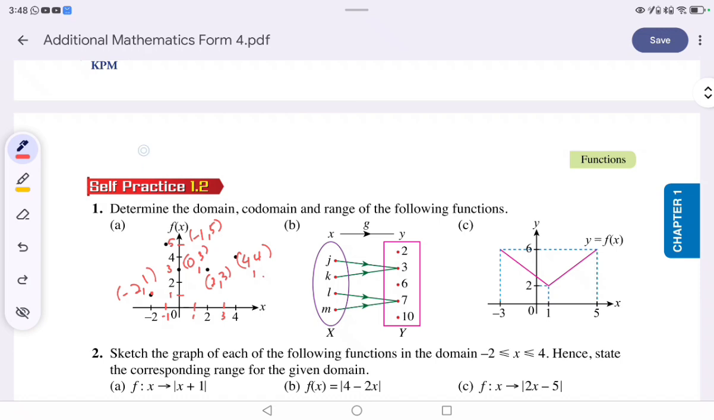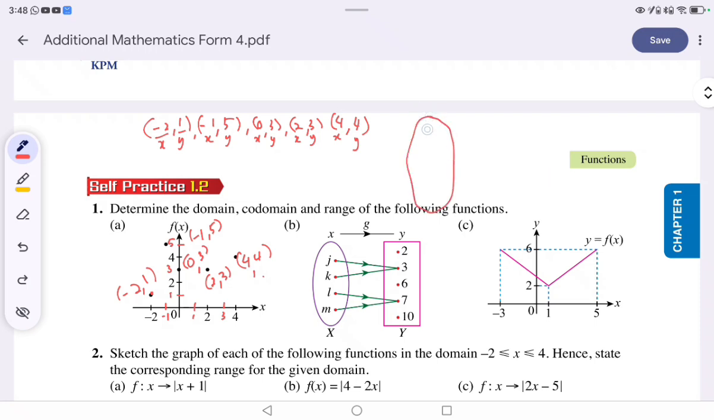You just write down all the coordinates: -2, 1; -1, 5; 0, 3; 2, 3; 4, 4. The front one is all the x numbers, and the behind one is the y numbers. This one is x, this one is y. So you collect all the x numbers.